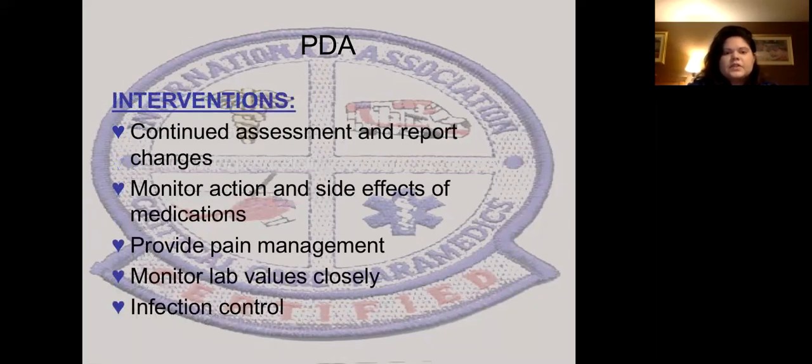Some interventions, just make sure you're keeping up with those assessments and reporting any changes. Monitor the side effects of any medications that you give. You could give them some pain management because it is just a little bit more difficult for them, and do infection control.